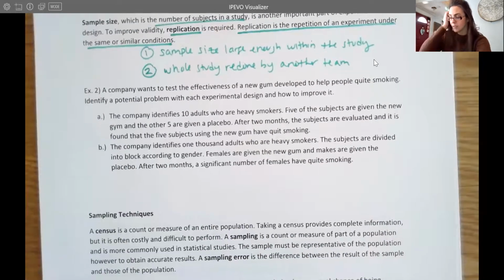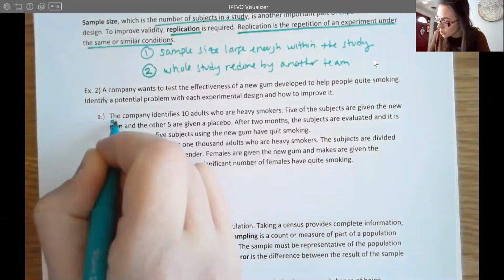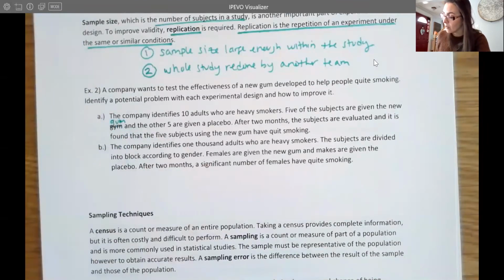All right, a company wants to test the effectiveness of a new gum developed to help people quit smoking. Identify potential problems in each experimental design, and how to improve it. So the first example, the company identifies 10 adults who are heavy smokers. 5 of the subjects are given the new gum, and the other 5 are given a placebo. After 2 months, the subjects are evaluated and it is found that the 5 subjects using the new gum have quit smoking.